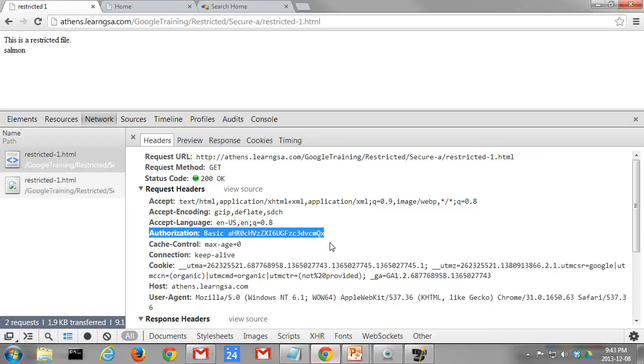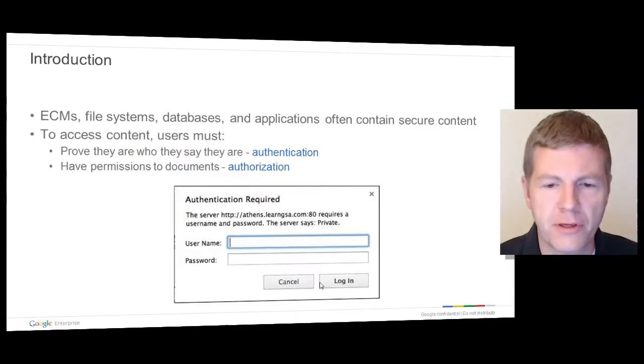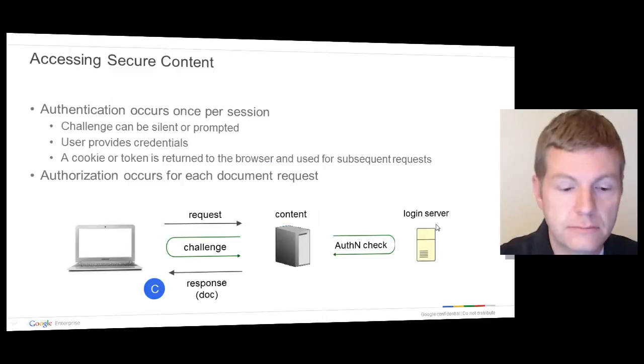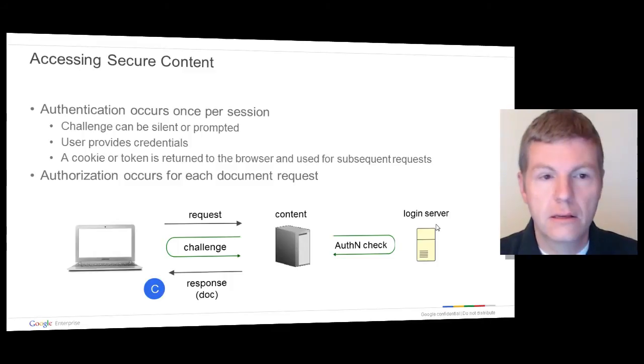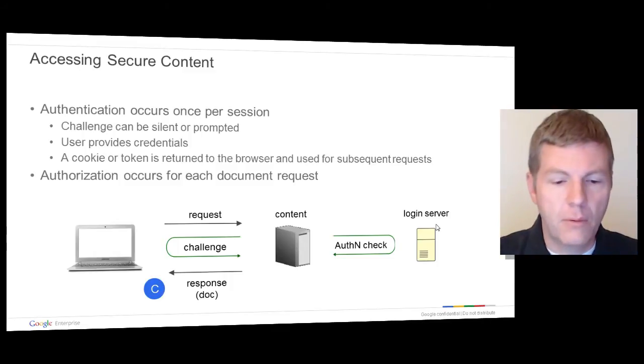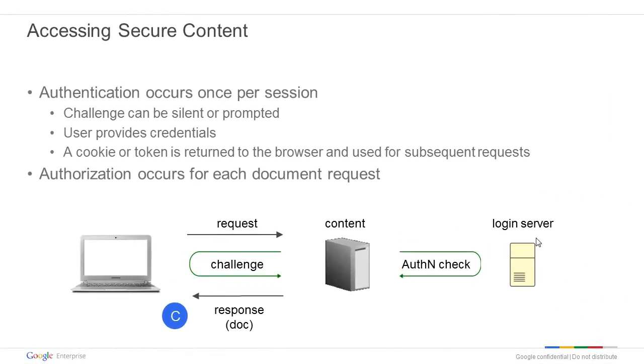Okay, so with that under our belts, let's go back and take a look at how the GSA works with authentication. So typically, when you interact with a secure system, you're going to provide your credentials at the beginning of that process. And the system's going to remember who you are for some predetermined length of time. We typically call that a session. And it checks your authorization every time you try to do something within that system.